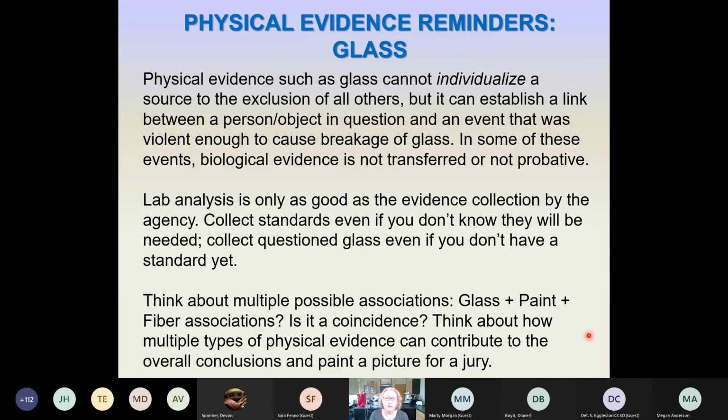And then finally, think about multi-layer trace evidence analysis and how it could assist you in your investigation. How would it look for a jury if you had an association on multiple levels? So maybe you don't have a DNA hit, but you have an association between glass and the suspect, between the crime scene and the suspect, as well as paint, and maybe there's also some fibers. The chance that you're going to have multiple levels of trace associations becomes less and less coincidental when you have multiple types of trace evidence working in conjunction.